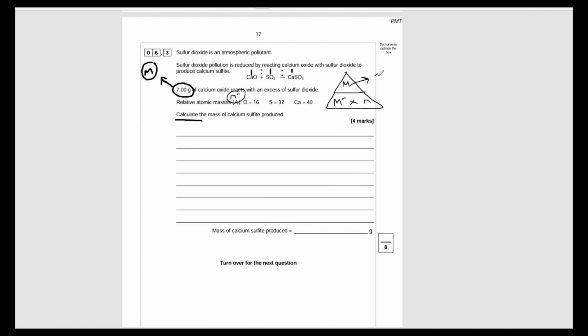So mass is always in grams, moles and Mr. I'm not going to do the units for that. It's just longness. So calculate the mass of calcium sulfite produced. I've got 7 grams of calcium oxide. So this is calcium oxide. Let's work out the moles. So I'm going to go 7 g over calcium oxide. Calcium is 40 and oxygen is 16. So 40 plus 16. So 7 divided by 56 is going to give me my moles of calcium oxide.